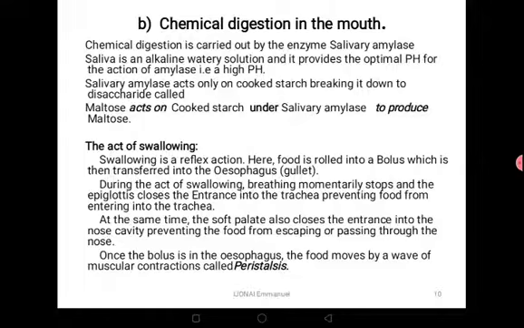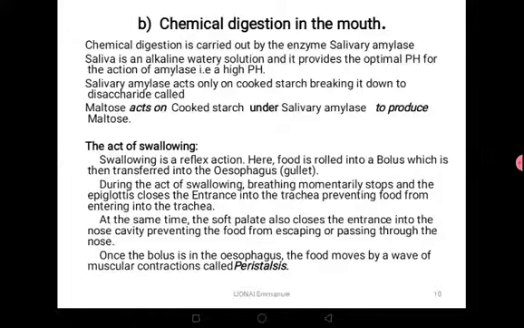Then let's look at chemical digestion in the mouth. Chemical digestion is carried out by an enzyme that we call salivary amylase, or ptyalin. Remember, we said in the mouth we have two types of digestion: physical digestion, which involves chewing and action of the tongue, and then chemical digestion, which involves action of an enzyme. Majorly, the enzyme is salivary amylase.